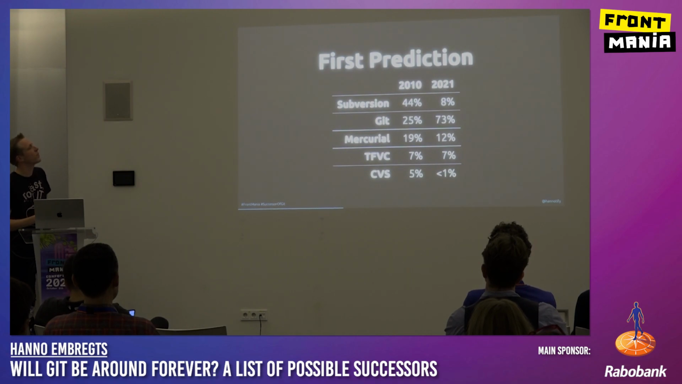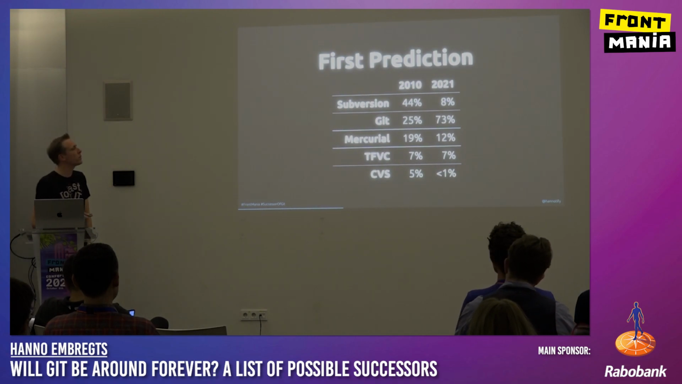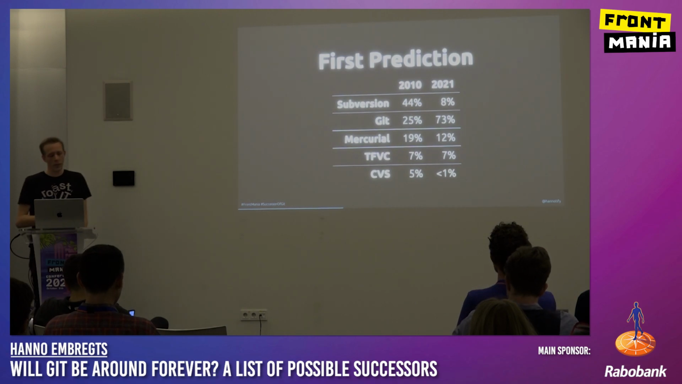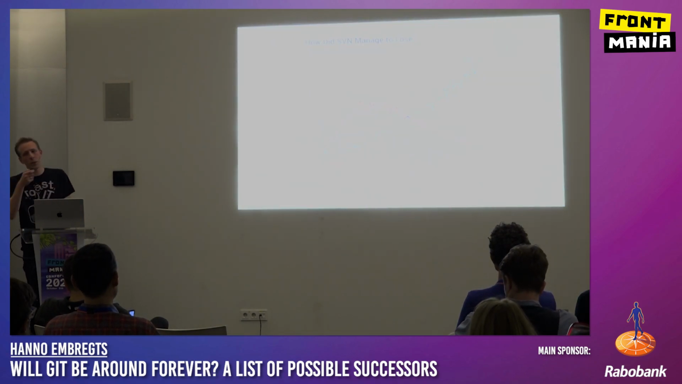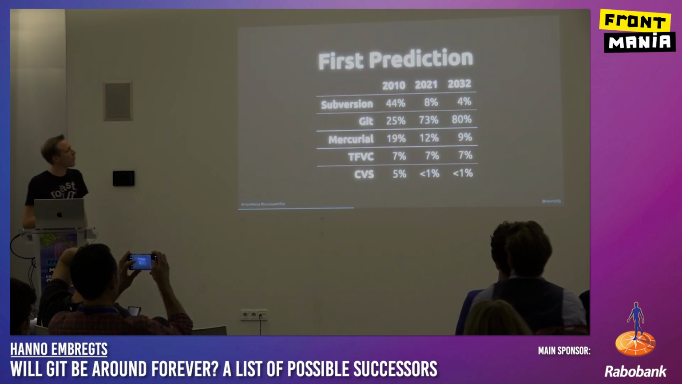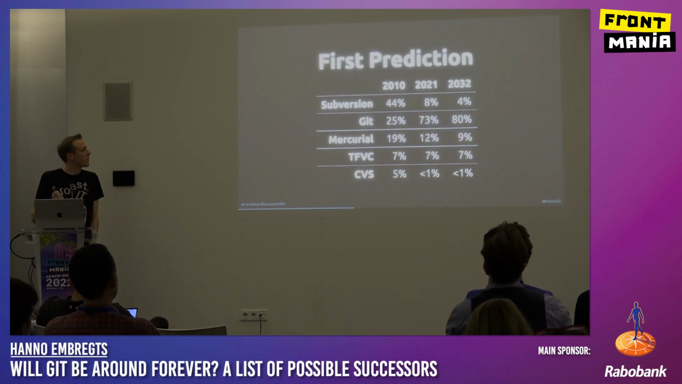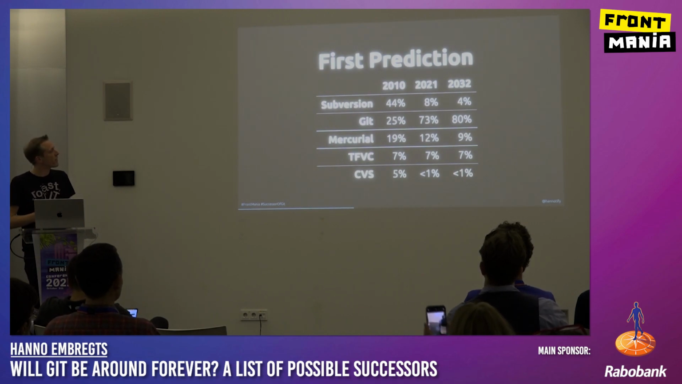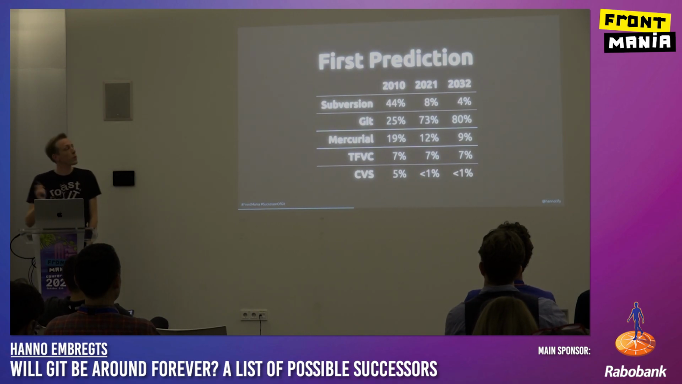The question is, how will these percentages look in 2032? Well, if we would just continue the trends, I think it would look something like this. So Git on top. Second one would be Mercurial, I think, maybe TFVC for a bit, but I think that will also decline for a bit, actually, and Subversion will be diminished. So Git will stay on top.